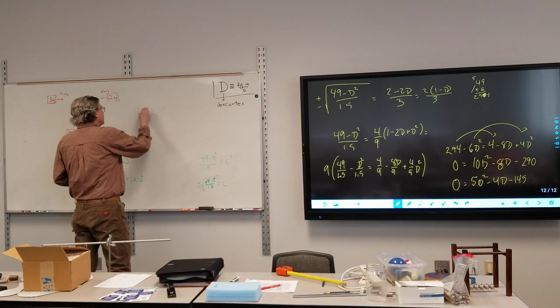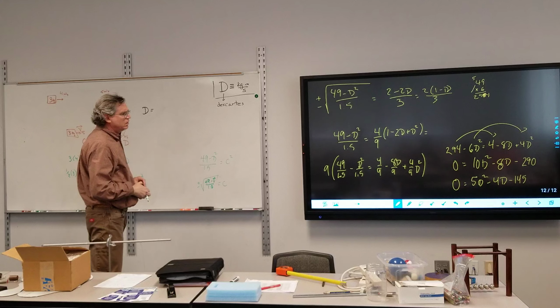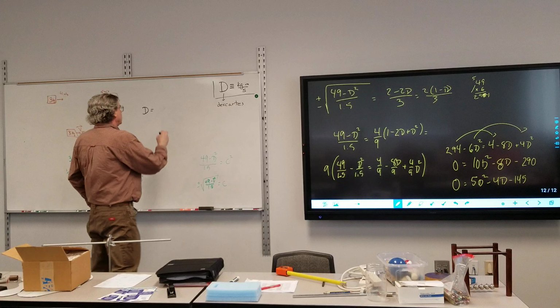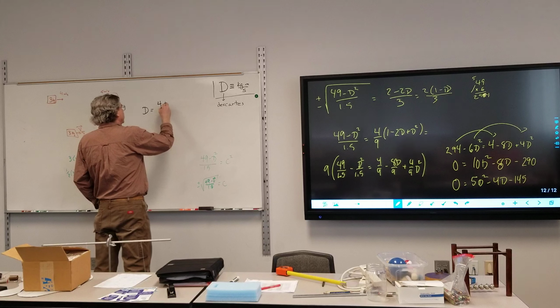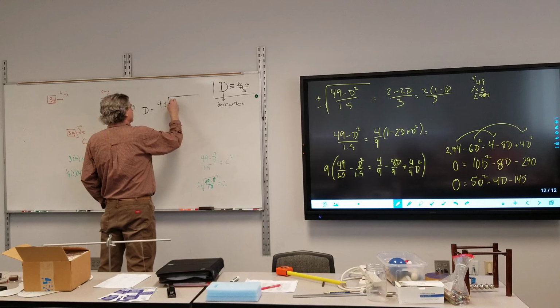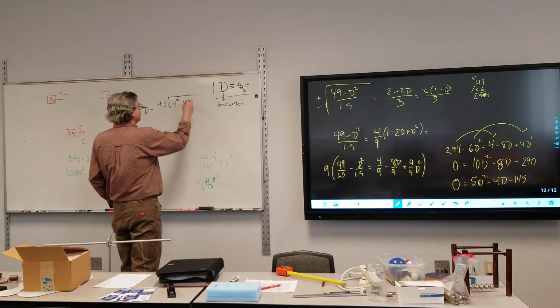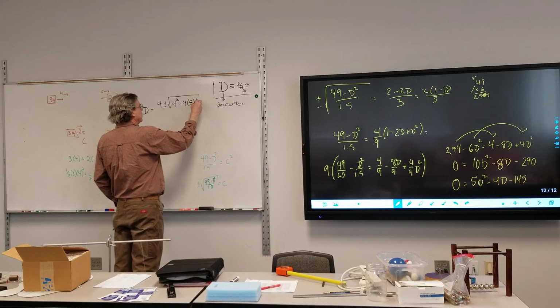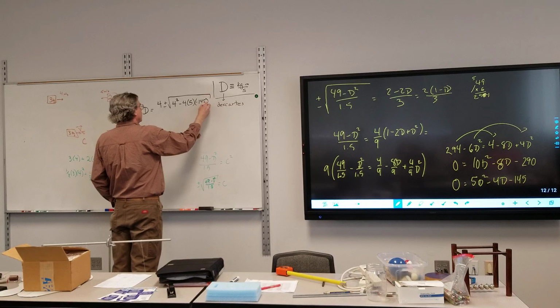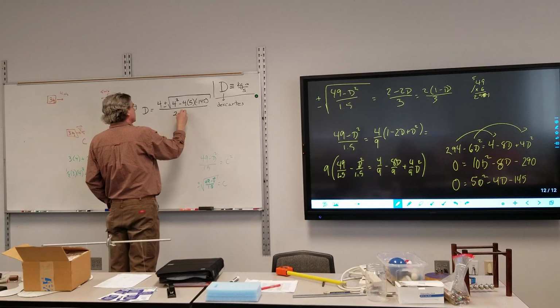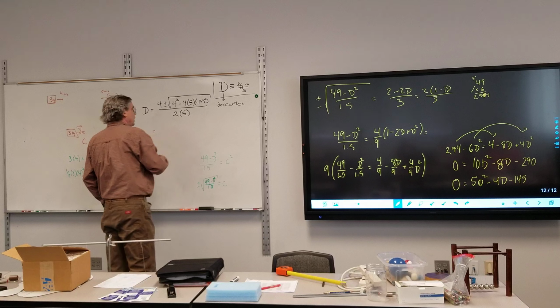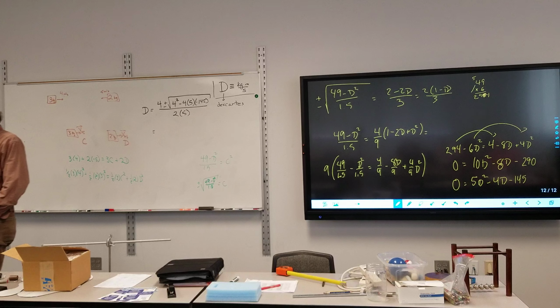So d equals 4 plus or minus the square root of 4 squared minus 4 times 5 times negative 145 divided by 2 times 5. I'm going to have 2 answers, and then we have to figure out which one's the correct one.